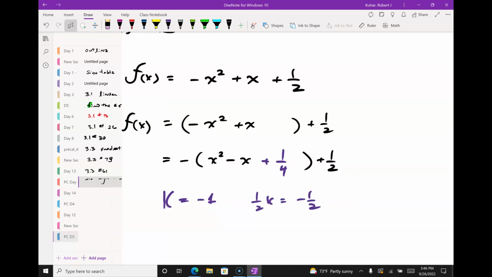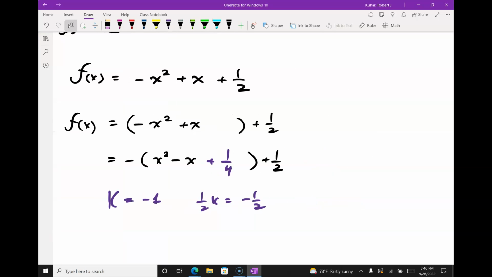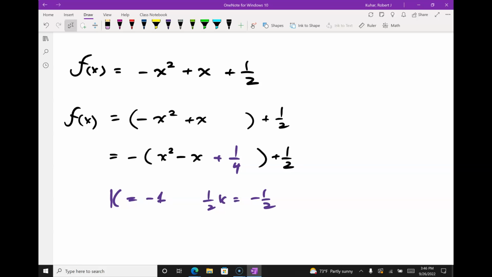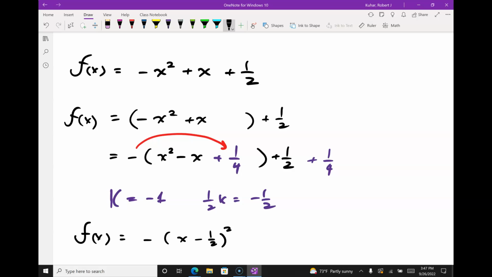Hassan, make sure you tell me if I'm zooming too far. Okay. So I'm adding that 1/4 on the inside. What do I have to add on the outside? Yep, 1/4. Because that 1/4 on the inside is actually -1/4, so I have to cancel it. I get my vertex form, a times x minus half of k, quantity squared, plus the constant, and what is that? 3/4, right?